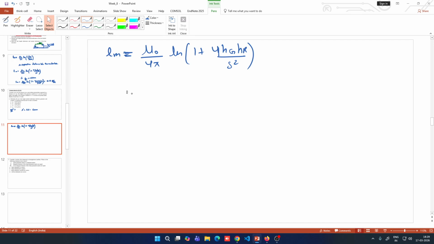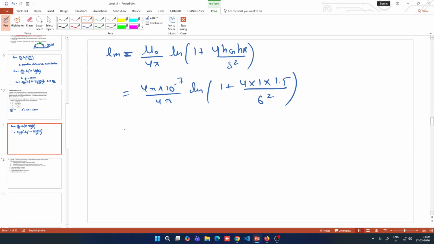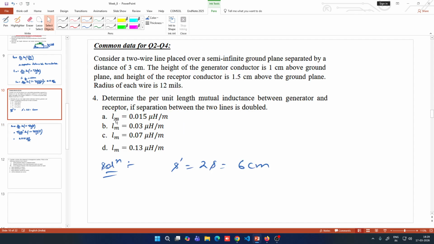Now we can calculate it, right? The only thing changed is ln 1 plus 4 into 1 centimeter into 1.5 centimeter divided by 6 square. When we solve it, the 4 pi is gone, and we get around 0.015 microhenry per meter. So the correct option is option A. I hope question number 4 is clear.